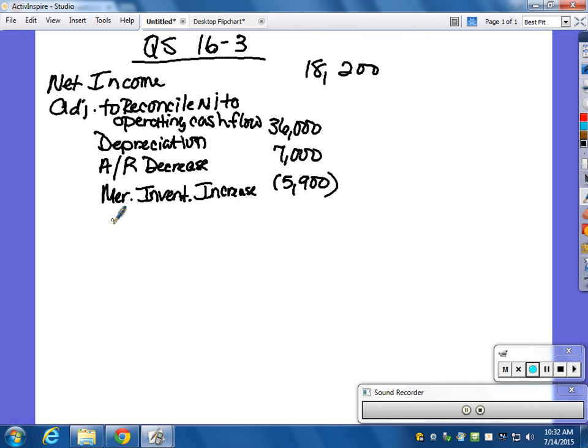Accounts payable, okay. And what happened to it? Did it increase or decrease? Increase. And when liabilities increase, what do we do with net income? Increase. How much? 4,700. 4,700. What's next?